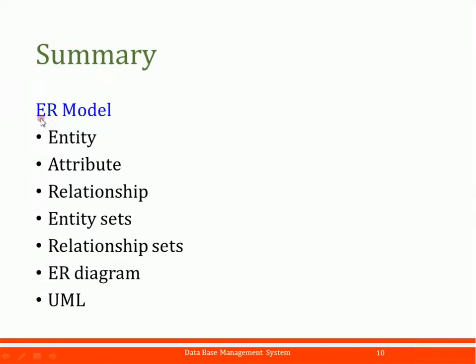Summary: we have thrown light on the ER model, what is meant by the ER model, and we have discussed what is meant by entity and what the attributes of an entity are, how to establish a relationship between the entities, and what the entity sets and the relationship sets are. We have seen a sample ER diagram, and we have discussed UML, which stands for Unified Modeling Language, which can be used to design this ER model.